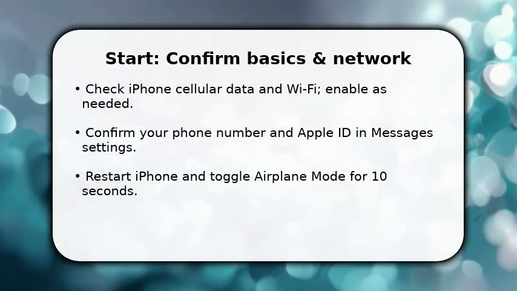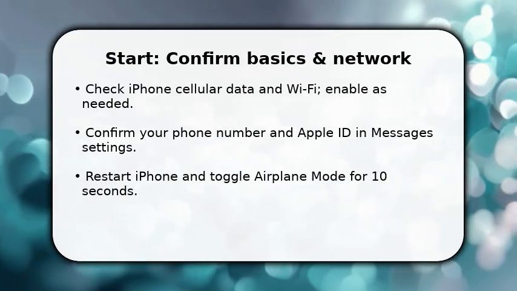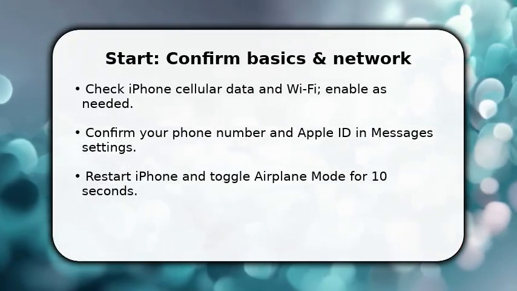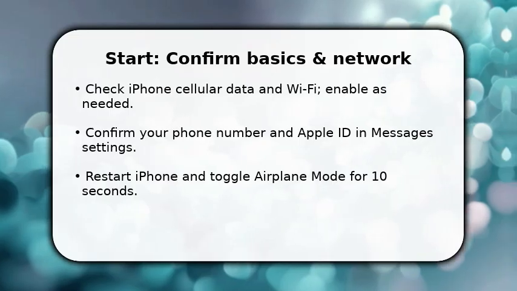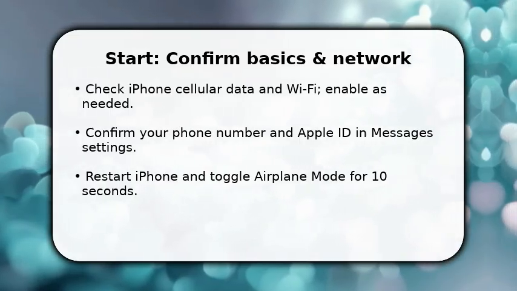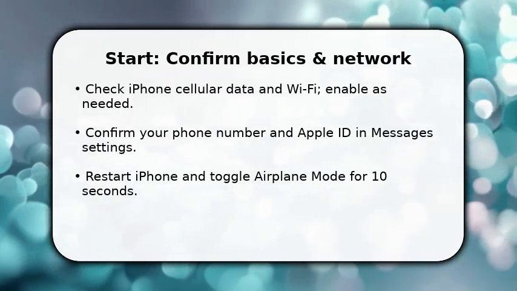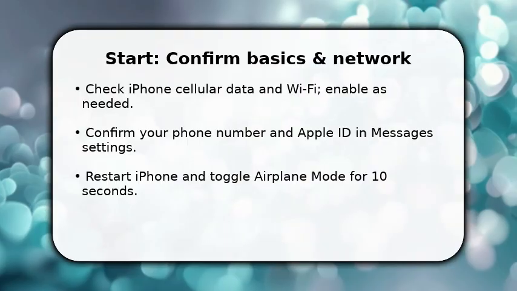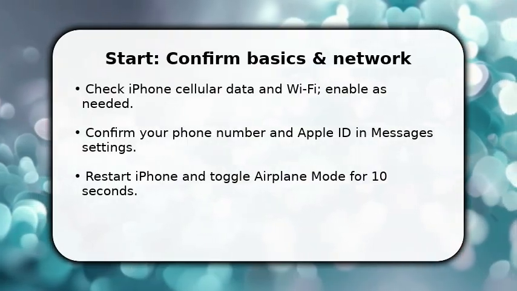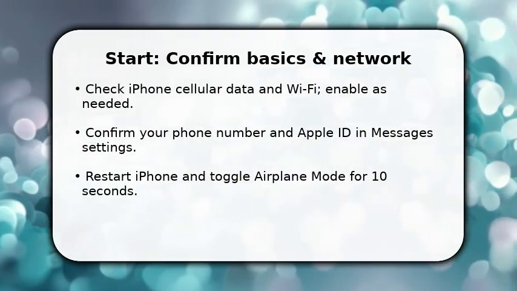You need to get connectivity and account links checked first. Start by confirming cellular data or Wi-Fi is active, then open Settings > Messages and ensure Send as SMS and iMessage are on. Once done, verify your phone number and Apple ID appear under Send and Receive. That links green versus blue behavior.